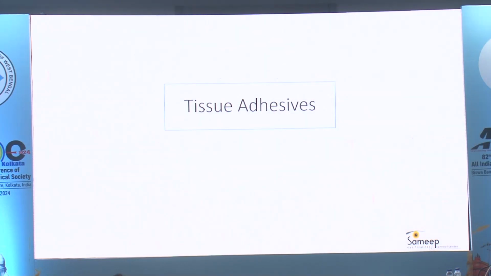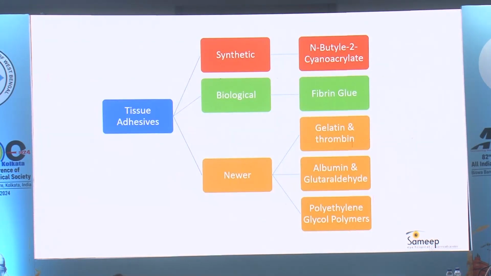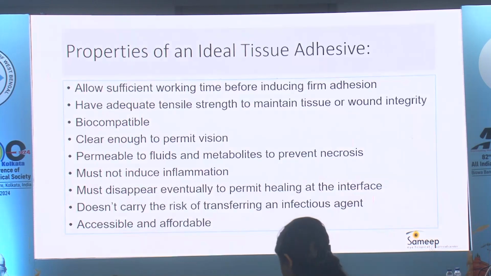So talking about the tissue adhesives, they are available in various types: synthetic, biological, or certain newer adhesives. But the commonest used in perforation is N-butyl 2 cyanoacrylate, which is a synthetic tissue adhesive. Biologicals, you all know, are used for sealing tissue wounds, fibrin glue and all, and gelatin and thrombin, albumin, glutaraldehyde and polyethylene glycol polymers are the newer ones.